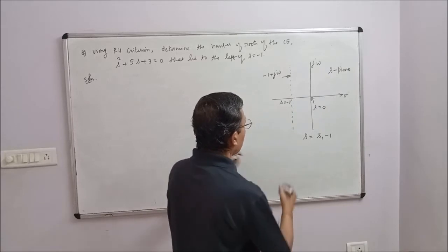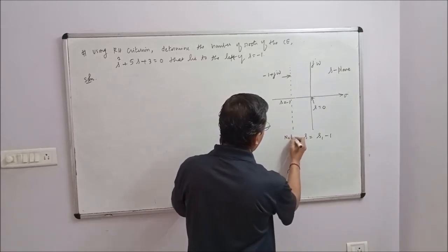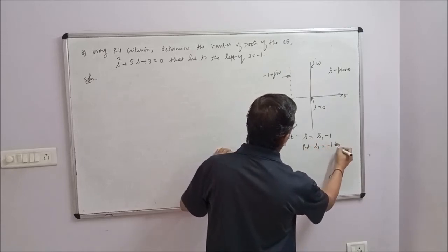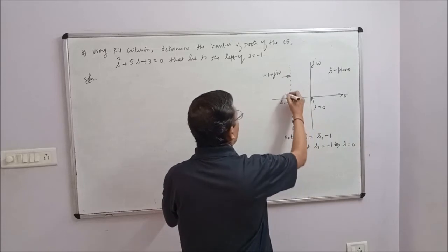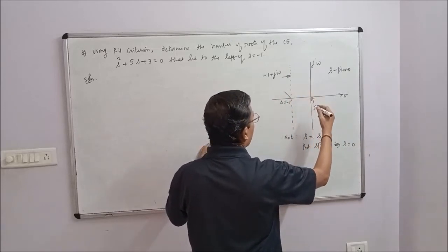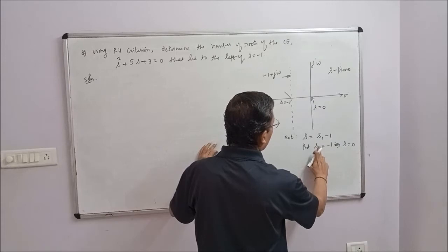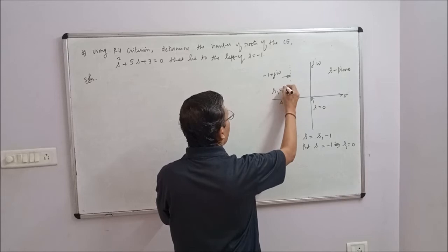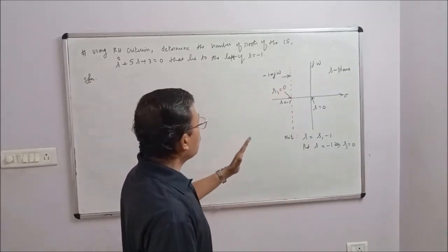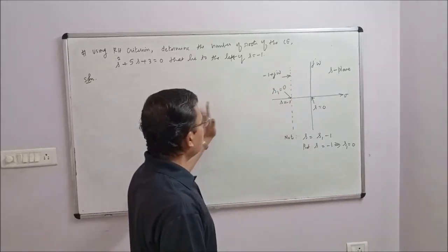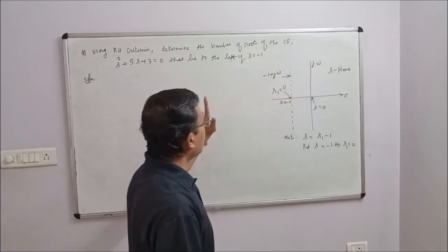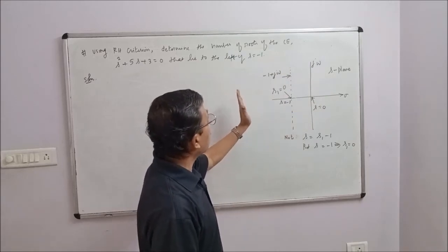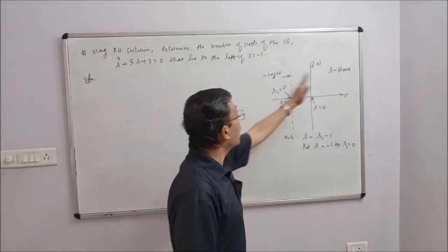If you put S1 is equal to minus 1, this implies S is equal to 0. Say put S is equal to minus 1, this implies S1 equal to 0. So S is equal to minus 1 is same as S1 equal to 0. Roots to the left of S is equal to minus 1 means roots to the left of S1 equal to 0. Roots to the right of S is equal to minus 1 means roots to the right of this vertical axis.